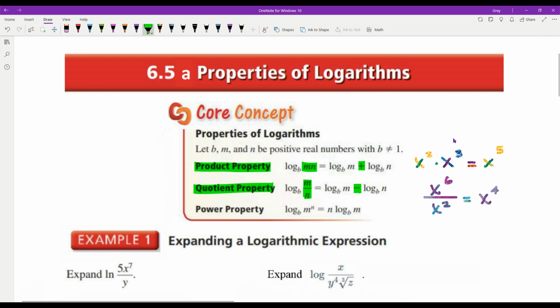And last but not least, we have our power property. When I'm taking the log of a power, that's like multiplying. So if I had x to the second raised to the third, what do I do to those exponents? I multiply them. That's what these properties are all tied to. You need to know them because it's a very critical step in solving equations. So today we're just practicing the properties.